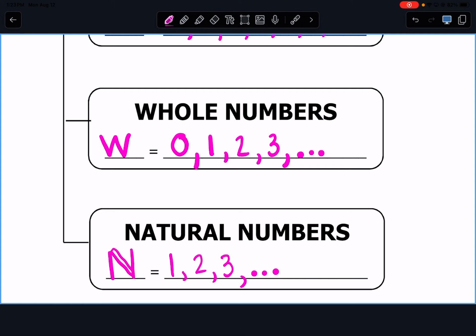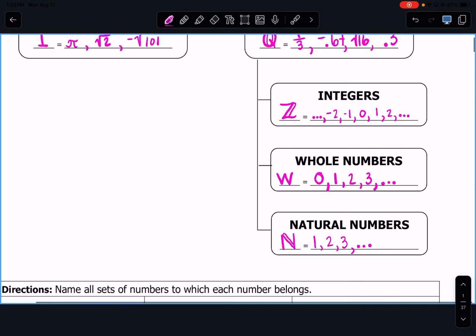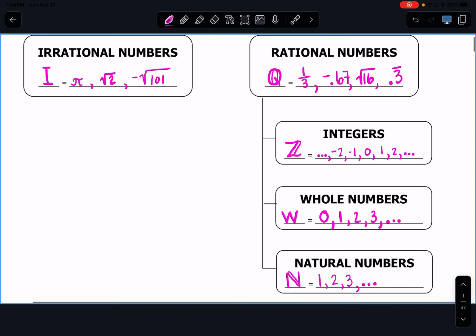And then integers go to the negative side. And then rational includes all your decimals that can be written as a fraction and stuff like that. Then you have, separately, your irrational, which is everything else that's not categorized over here. Now, we're going to do some examples on these.